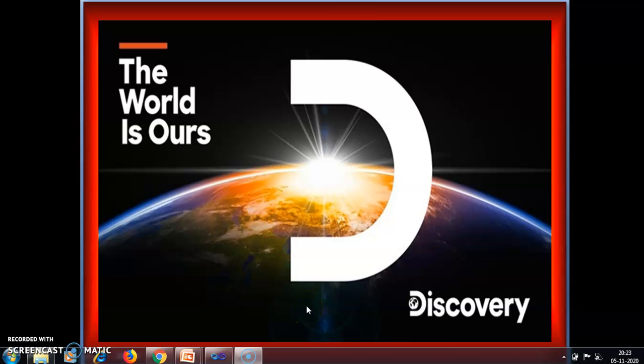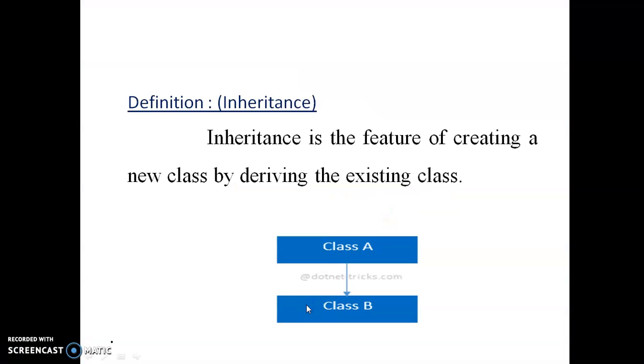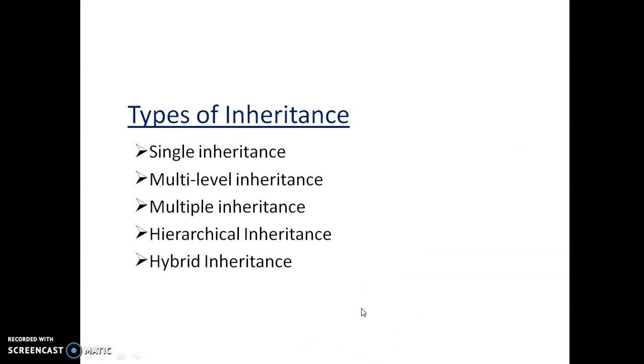Hello friends, in this video we will discuss inheritance. Inheritance is a feature of creating a new class by deriving the existing class. The simple diagram says that class A is there and class B is there. Here class B is derived from class A. So the properties, methods and members available in class A are accessible by class B.